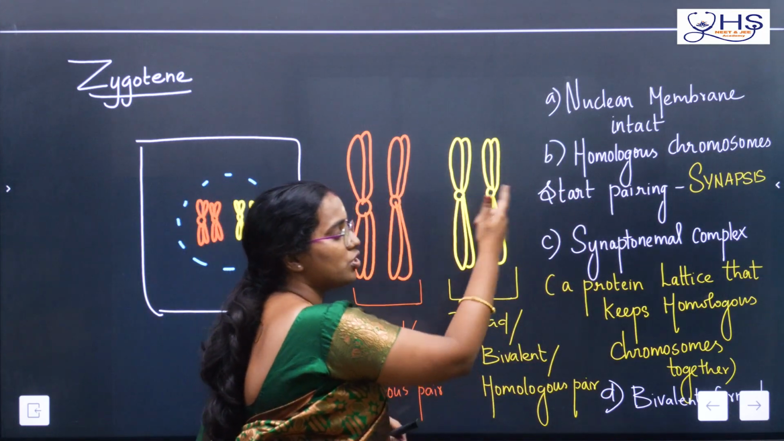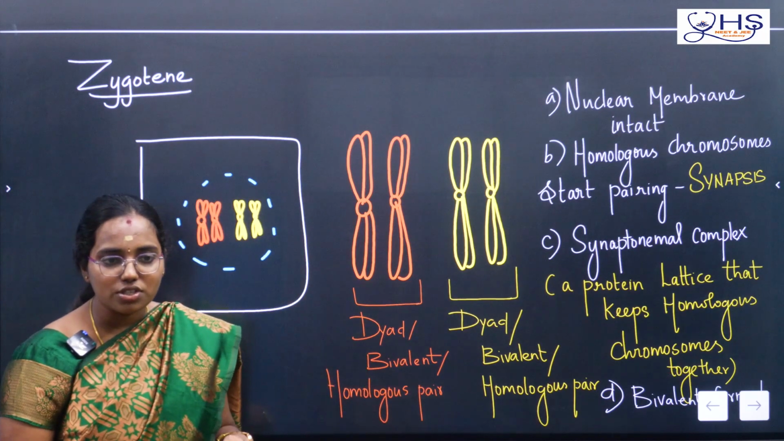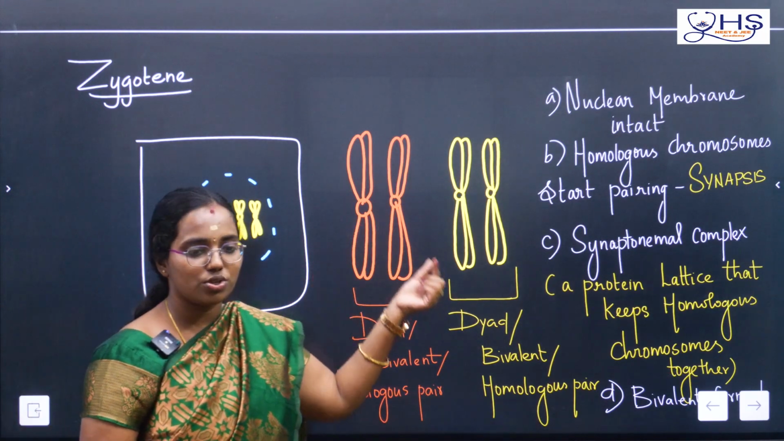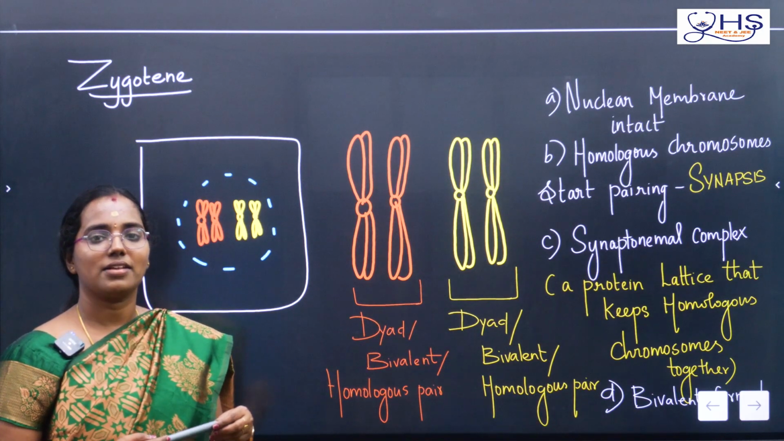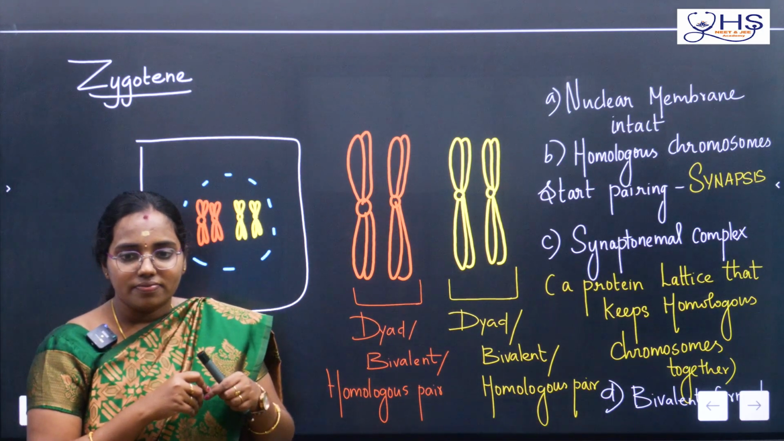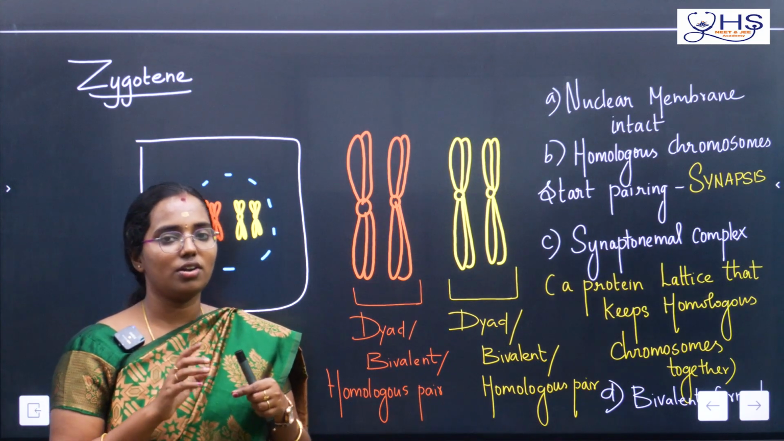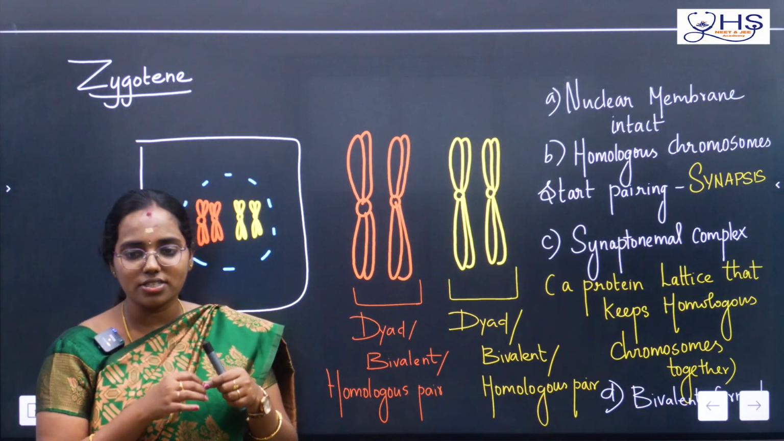This process is called synapsis. Now you understood what is synapsis? Yes, what is synapsis? Pairing of, not non-homologous chromosomes, okay, homologous chromosomes.